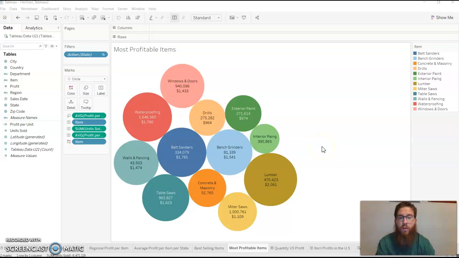On this worksheet, I went with the packed bubble graph again, but this time I am showing the average profit per item versus the quantity sold. What you'll see in this relationship is that the average profit per item is similar across all items. There's a few outliers, like this one's only $645 for average profit, and lumber is over $2,000, but the majority of items sit between $1,000 and $2,000.